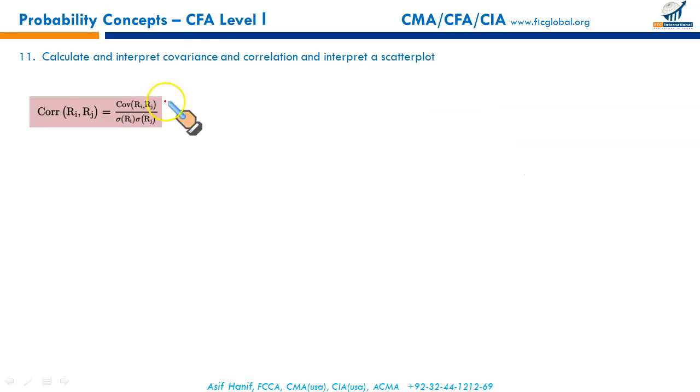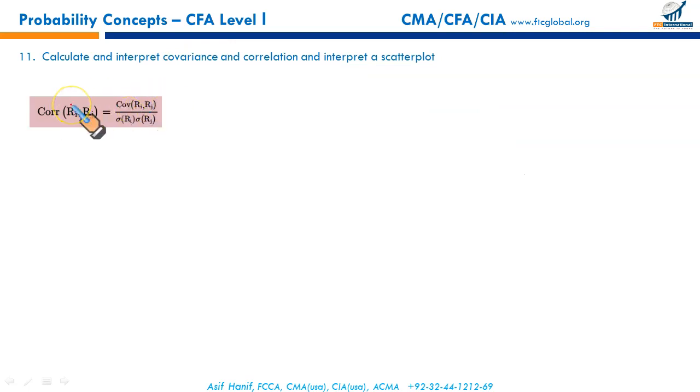What is covariance? Covariance is a measure of how two assets move, whether they move in the same direction, up or down, or in the opposite direction. It is used in constructing a portfolio to see how the assets move. So covariance is a measure of how two assets move together, and this is how we calculate covariance.